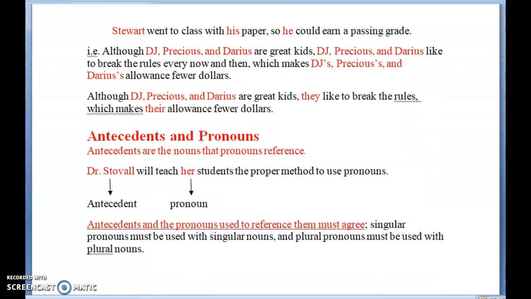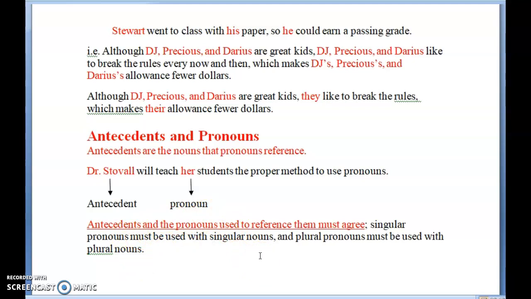So you probably are hearing me use the term antecedent. Antecedent is the term that we use for the nouns that the pronoun is referencing. So here's an example. Dr. Stovall will teach her students the proper method to use pronouns. So Dr. Stovall is the antecedent, and her, which is showing possession, is in reference to Dr. Stovall. That's the pronoun. Okay, so antecedents and the pronouns they reference must agree.